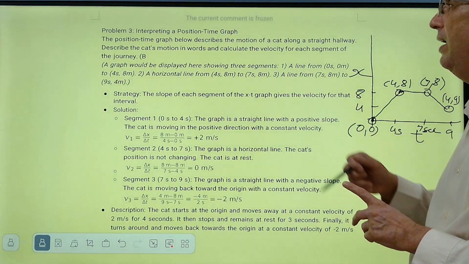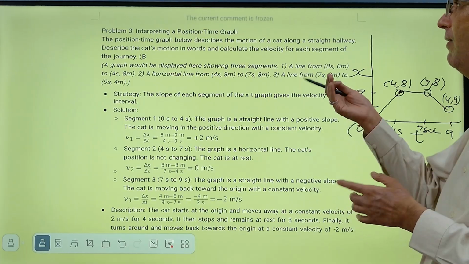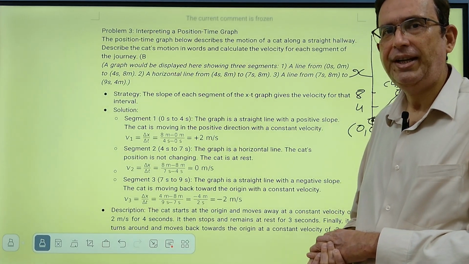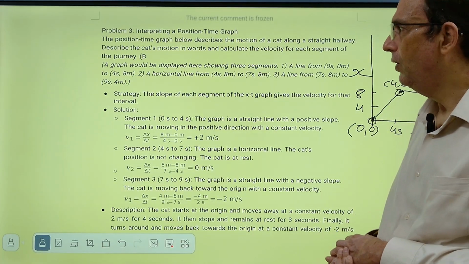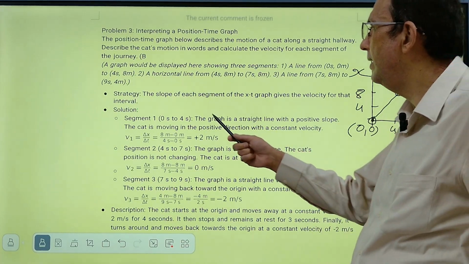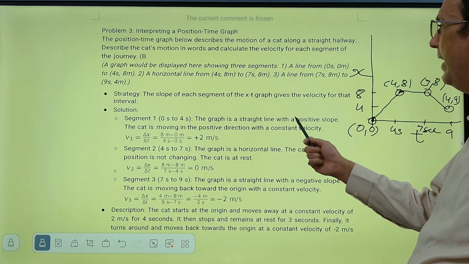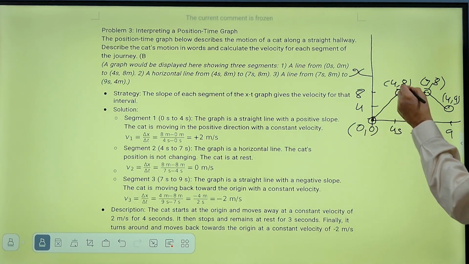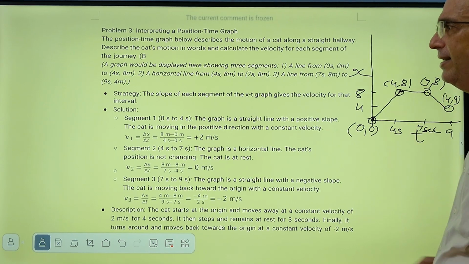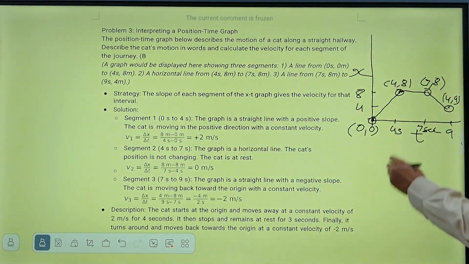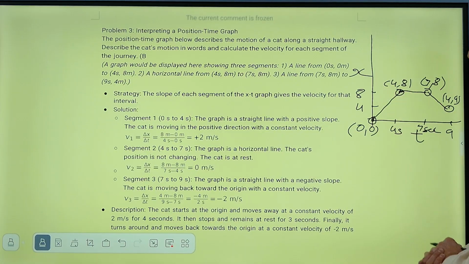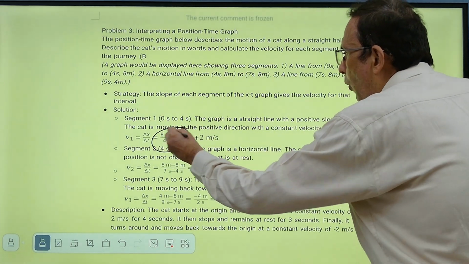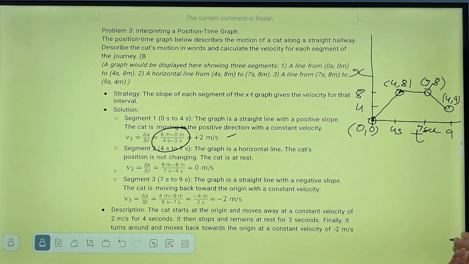Now he is asking, you have to find out the various quantities like the velocity, average velocity, etc. Okay. So from 0 to 4 seconds, the graph is a straight line with a positive slope. So what is the velocity? It is delta x by delta t. So it is equal to 8 minus 0, which is the total displacement, over total time, 4 minus 0, which is equal to 2 meters per second.